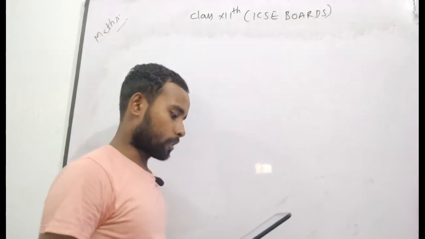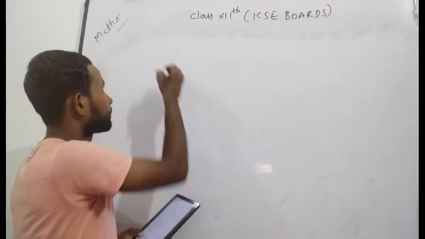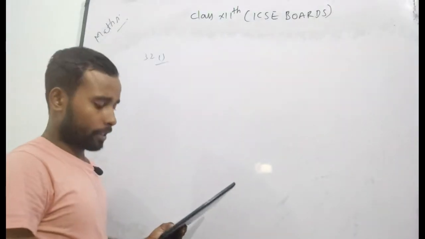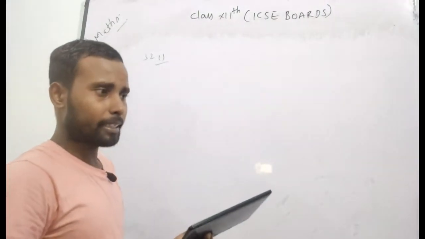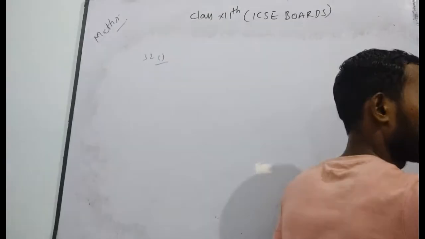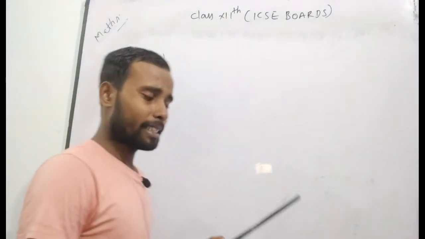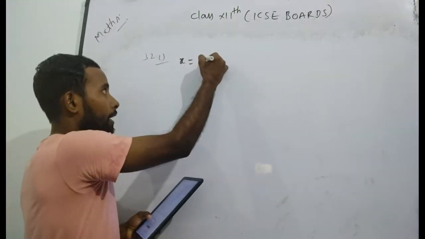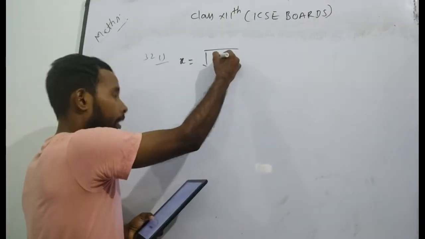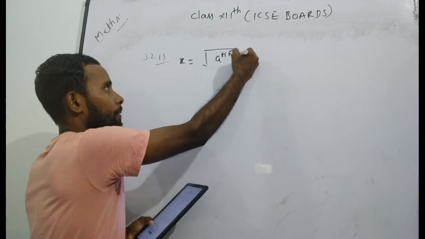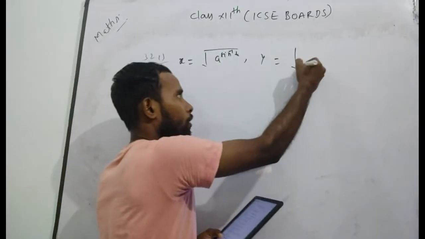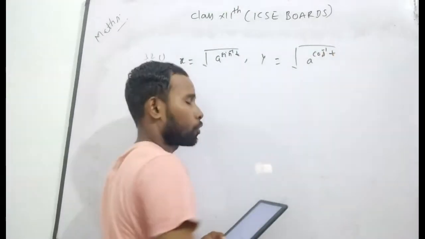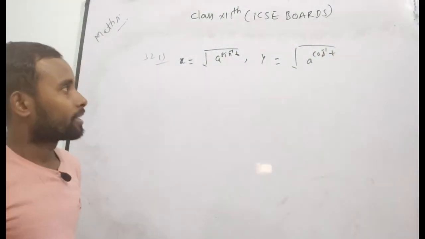See here, next question, 32 first. In this question, see here, x is equal to under root a to the power sin inverse t and y is equal to under root a to the power cos inverse t, and you have to find dy by dx.